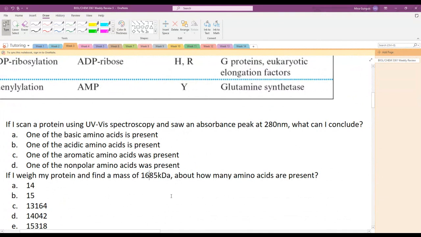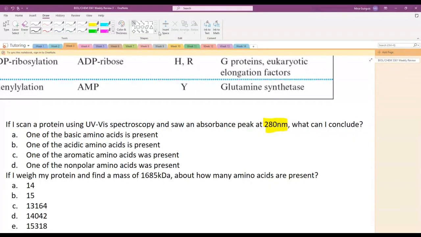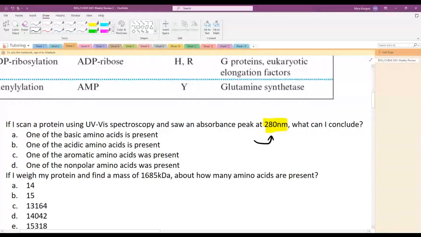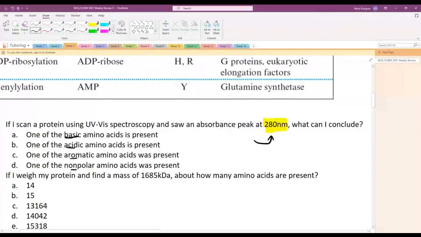So UV-vis spectroscopy gives you an absorbance peak at 280 nanometers. Okay, so this number is really, really important. Engrave it in your memory. There's fairly consistently a question related to this concept. Okay, so when you see a peak at 280 nanometers, it tells you something about the amino acids. So the amino acid that's present is either, as it says, basic, acidic, aromatic, or nonpolar.